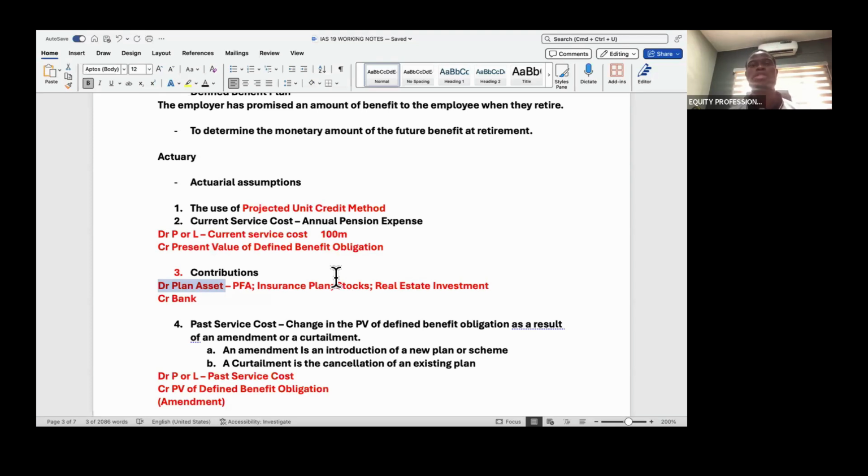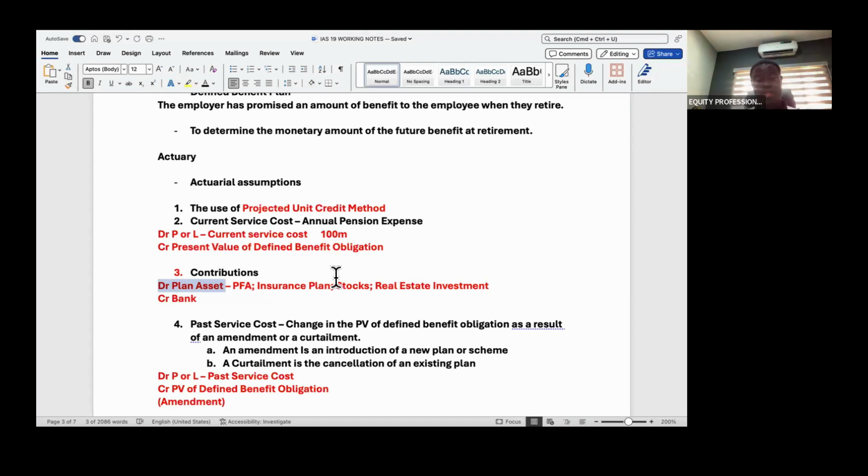If the company is doing so well and is impressed with its staff, it can come up with a new plan for employees when they retire. That's an amendment, and this will usually increase the obligation of the employer. But if the company is shutting down some segments and some people have to be fired because it's not doing so well, some retirement plans they had before they may have to cancel and say we are not doing it again.